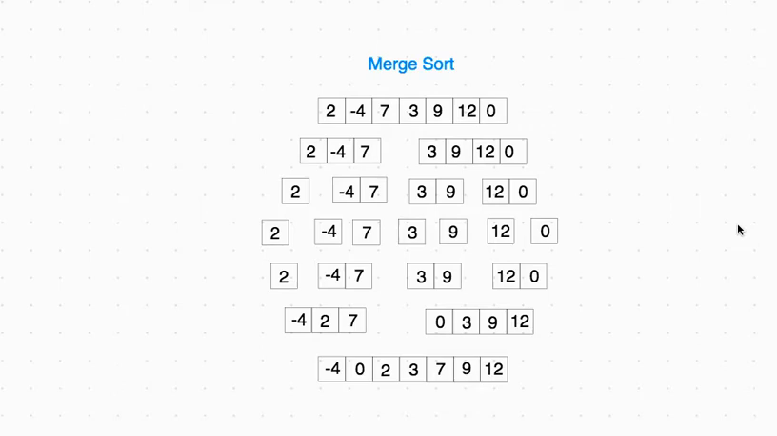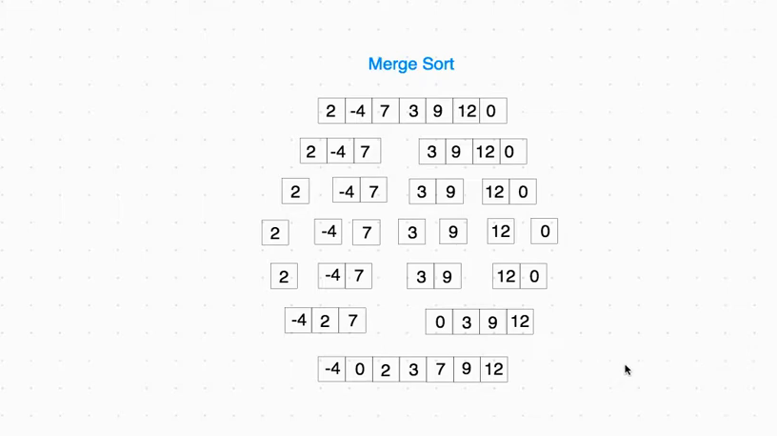Today we're going to talk about merge sort. The basic idea behind merge sort is taking your original array and splitting it in half, and then sorting those halves, doing that recursively until you're just sorting individual elements, and then bringing those halves back together.